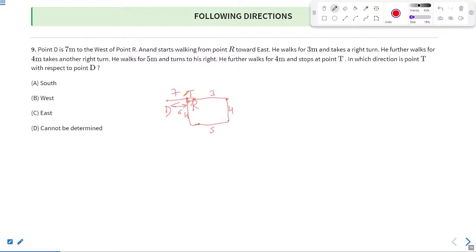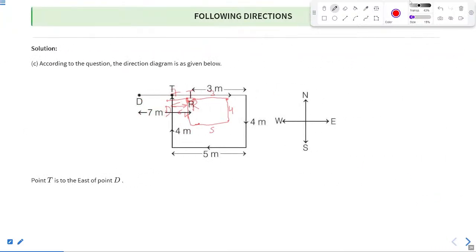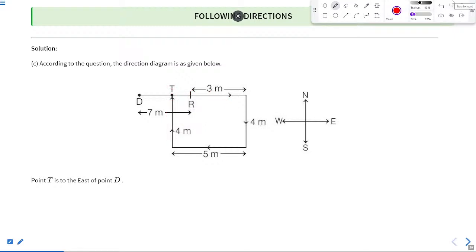So D is to the east of point D. So the answer is C, east. According to the question diagram that is given below. Again, same thing. The point D is to the east of point D.